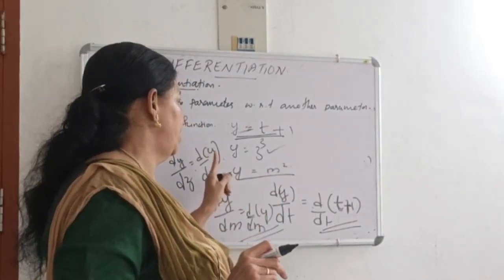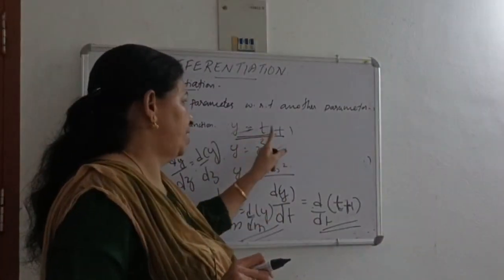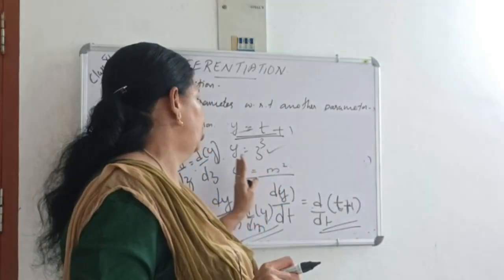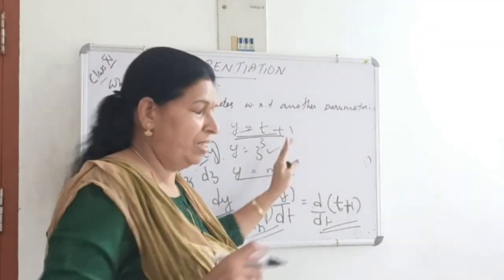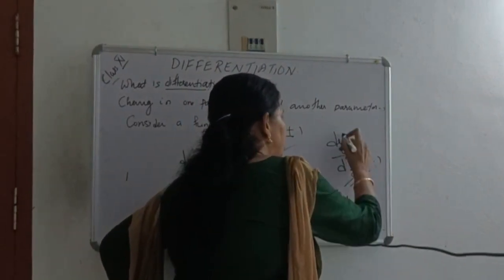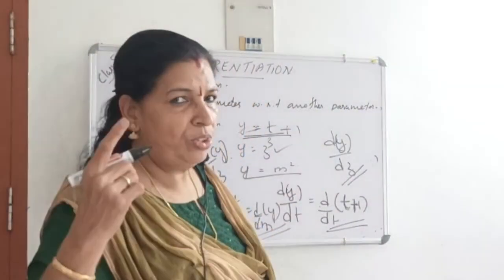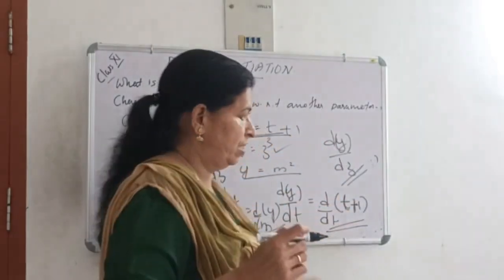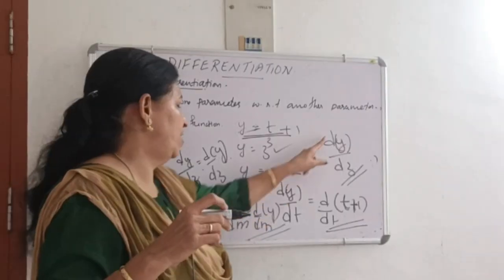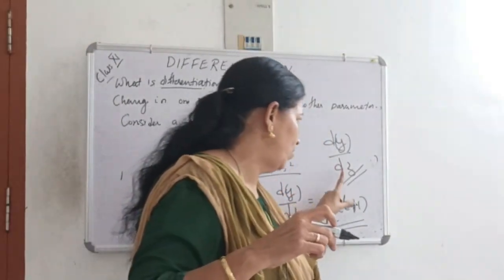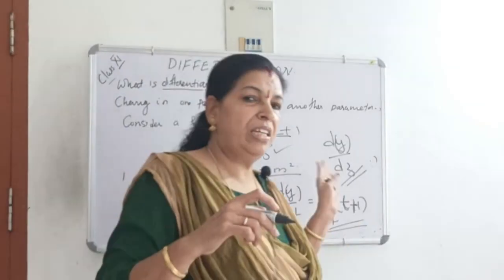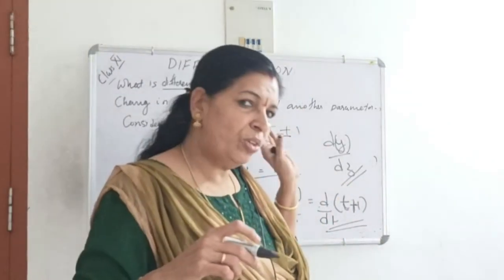Here the parameters are, in the first case, y and t. Change of y with respect to another parameter t. Change of y with respect to the parameter z, denoted by dy by dz, is known as the derivative of y function with respect to z. Here y and z are parameters. This process is known as differentiation, that is dy by dz is known as the derivative of y with respect to z. dy by dx is known as the derivative of y with respect to x.